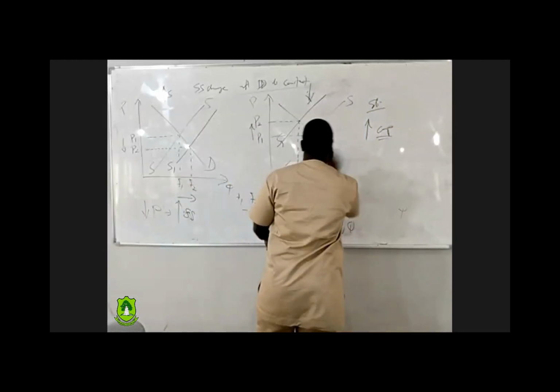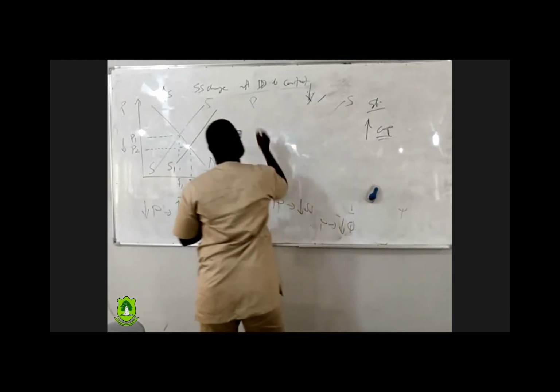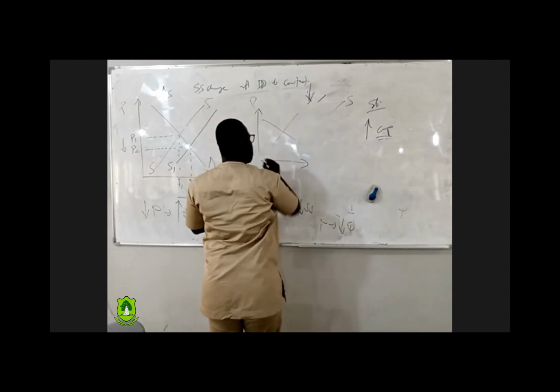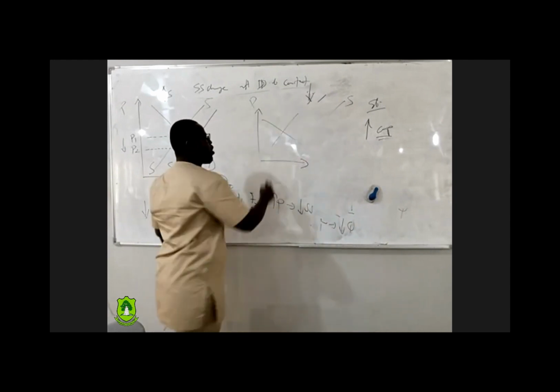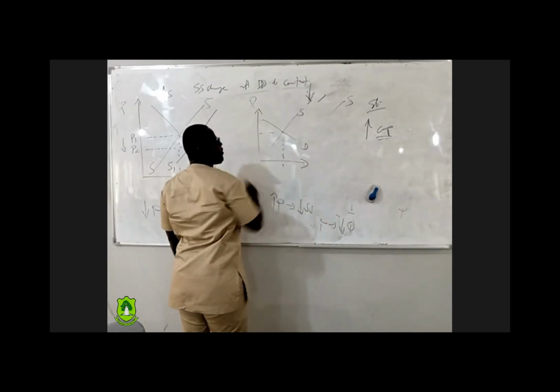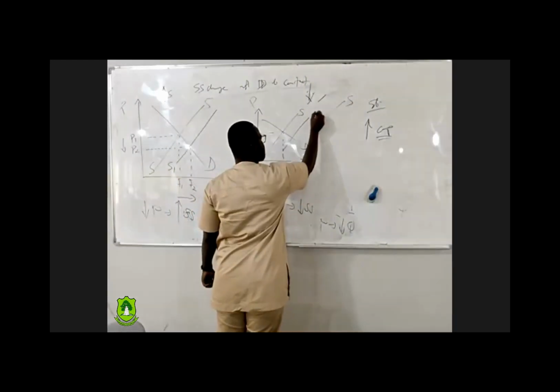Which means government is encouraging them to produce more. Is that not it? Government is encouraging them to produce more. So in this particular case, what will happen? This is the demand, this is the supply. Supply will shift to the right. Excellent. Supply will shift to the right.